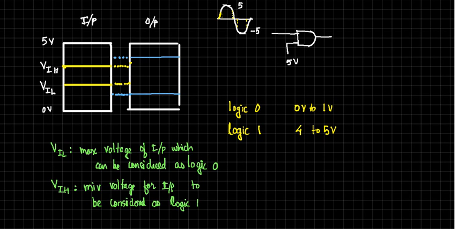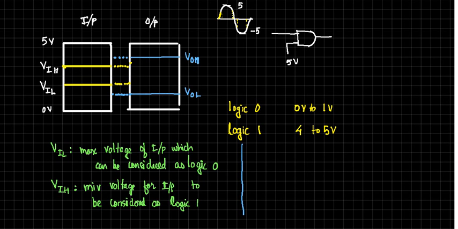Similarly, we have for the output. I should give other notations here: VOL and VOH. So what is VOL? This is the maximum output voltage which can be considered as low. This is the minimum output voltage which can be considered as logic high or 1. So either way is fine.